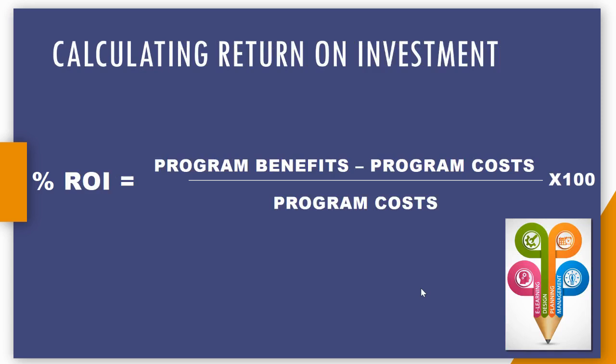That's very similar to what we see when we have a return on investment calculation, because we have the program benefits minus the program costs, divided by the program costs, and then you multiply by 100. If you get a positive number, that means you have a positive return on investment. If you get a negative percentage, that means your investment is not paying off like it should.